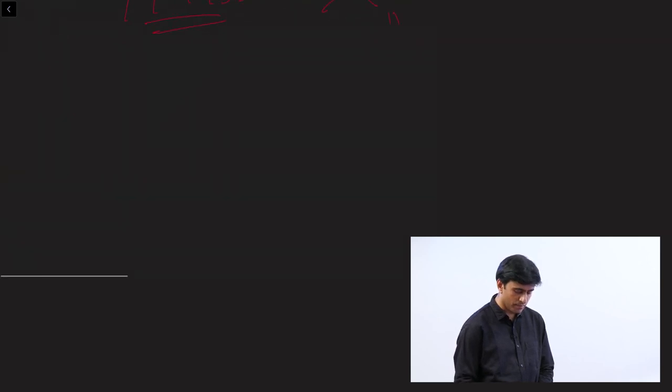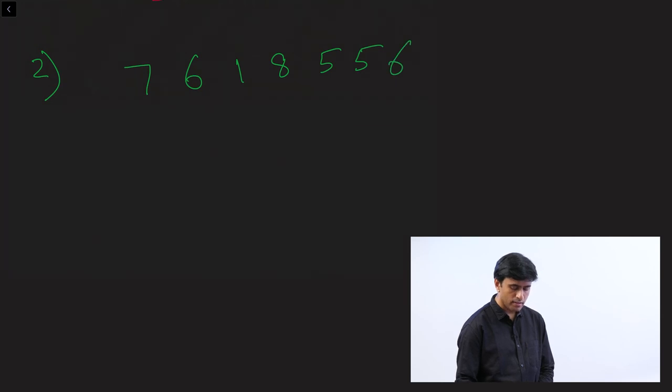Let's take another example. How about 7, 6, 1, 8, 5, 5, 6? How about this number? 76 lakhs 18,556. Is this number divisible by 11? Remember, we need to take the sum of alternate digits. So we do this.